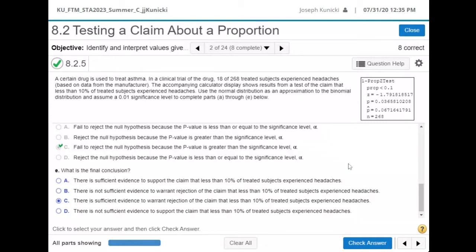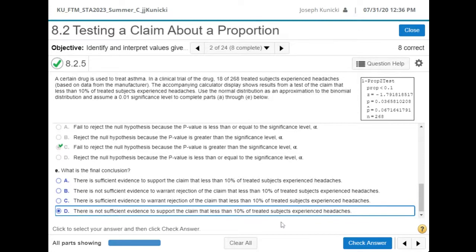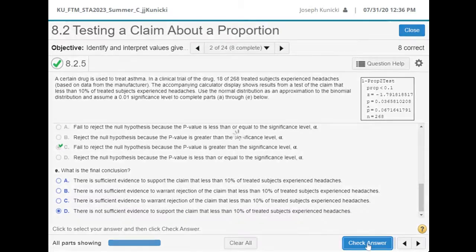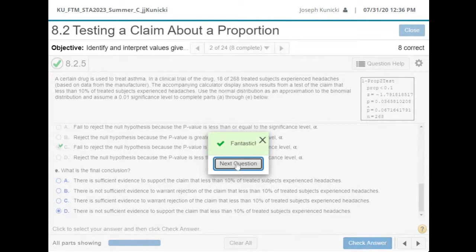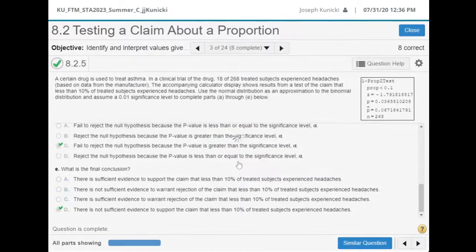I'm not sure how they're reading this. Let's see what they say. I made a mistake here. Okay, it should be D. There's not sufficient evidence to support the claim. C is true, but it's in the negative sense. I didn't read D. Now that I read D, I see it's in the positive. There is not sufficient evidence because we're not rejecting. So that's what they're looking for. They're both true, but D is, quote unquote, more true. So that one's on me.